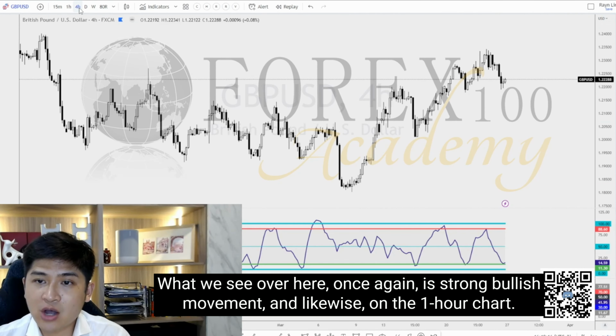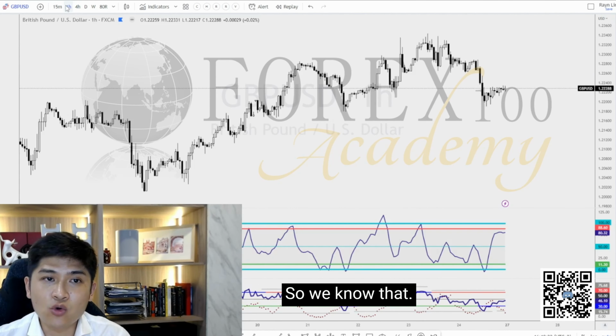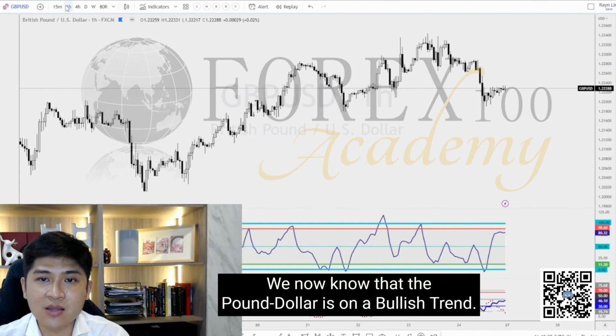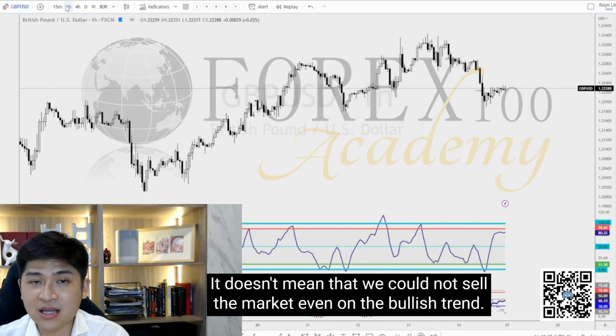Down to the 4-hour chart, what we see over here, once again, is strong bullish movement, and likewise on the 1-hour chart. So we now know that the pound dollar is on a bullish trend. Trading against a trend, that means looking to sell, is known as a counter trend trader. So what does it mean? It doesn't mean that we could not sell the market even on a bullish trend.